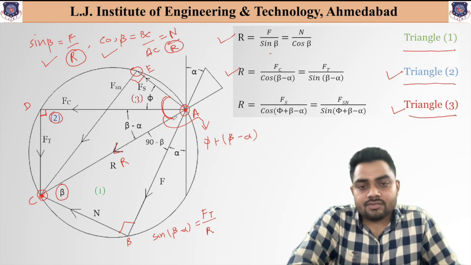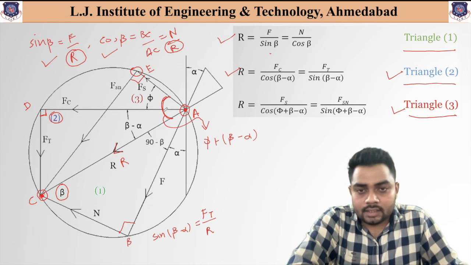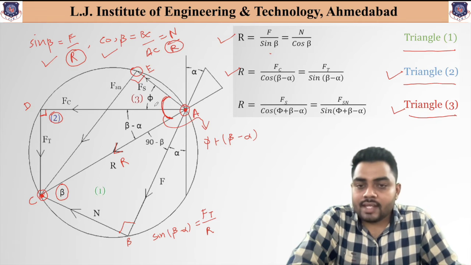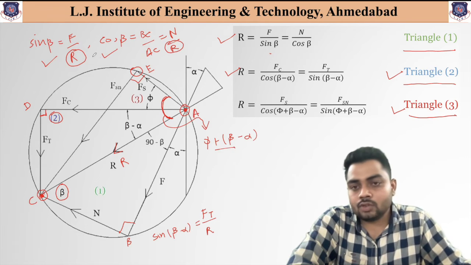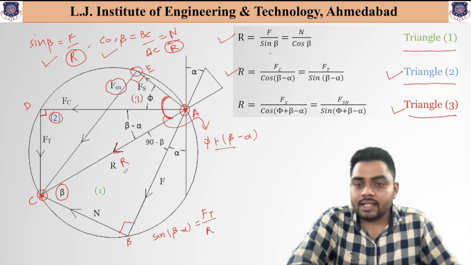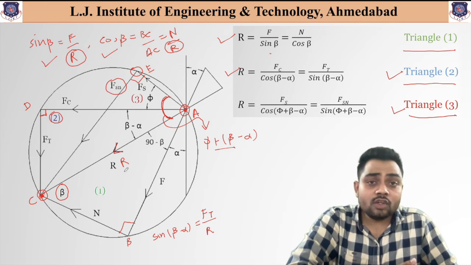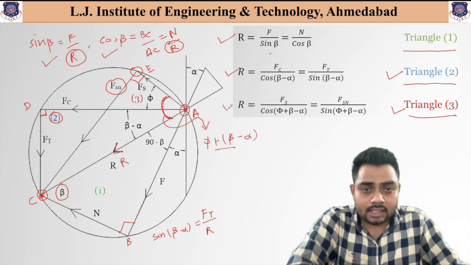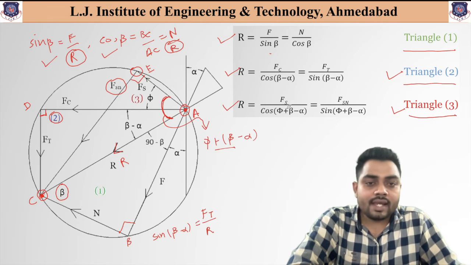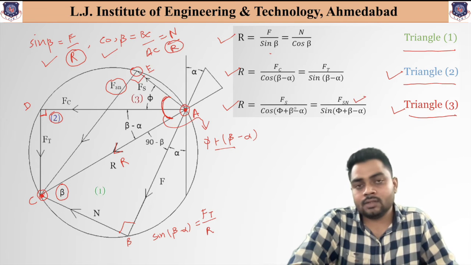So as we use the cos rule for this particular angle, what will we get? Cos of phi plus beta minus alpha is equal to Fs divided by R. And similarly, if we use sine, then sine of phi plus beta minus alpha is equal to Fns divided by R. And now if we take the common value R, we will get this third equation: R is equal to Fs divided by cos of phi plus beta minus alpha, equal to the second term that is indicated over here.